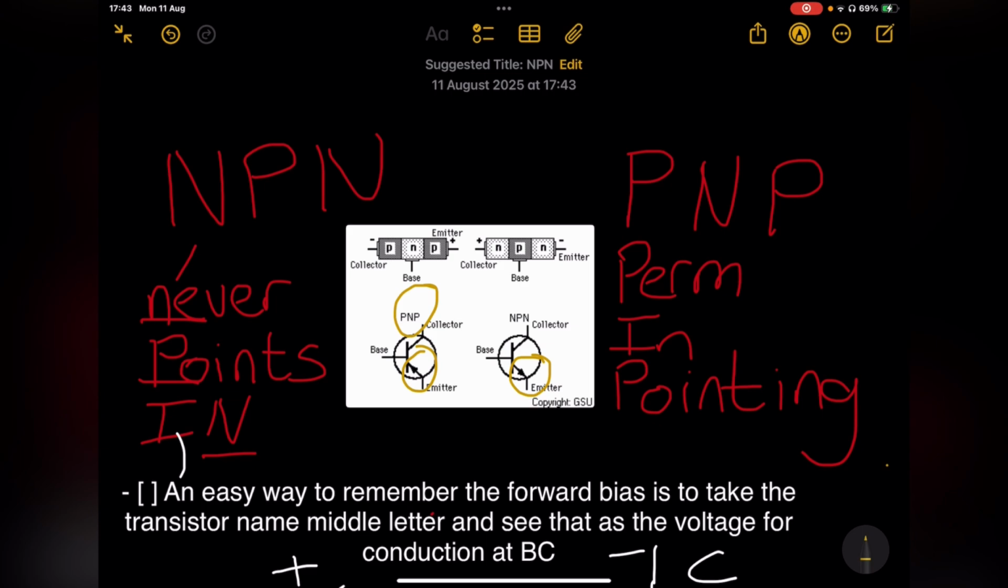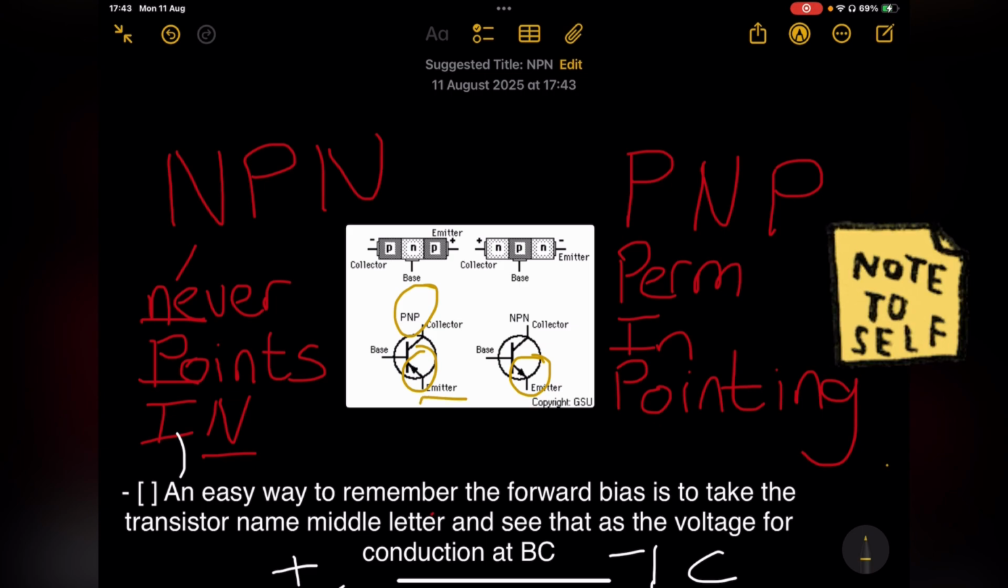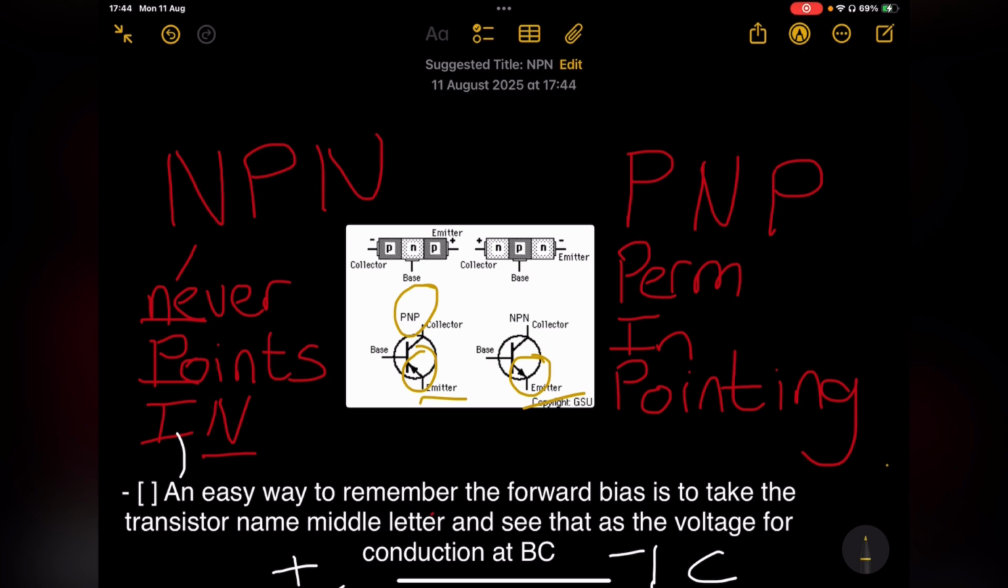And just remember that the one with the arrow is the emitter. So the one with the arrow is the emitter, the one with no arrow is the collector, and then the one that looks like it comes in the middle is called the base.